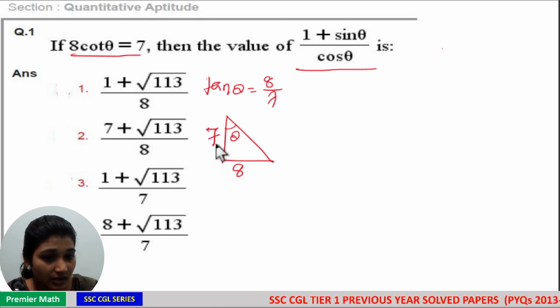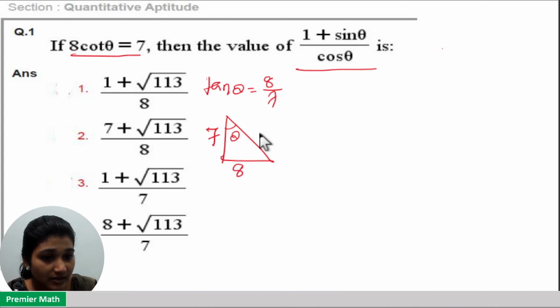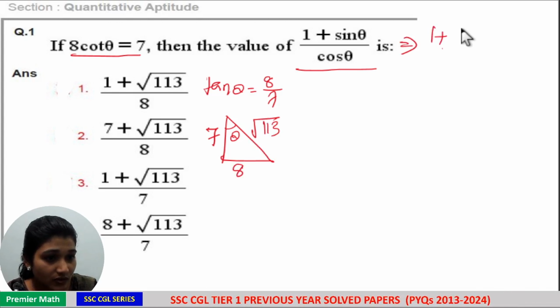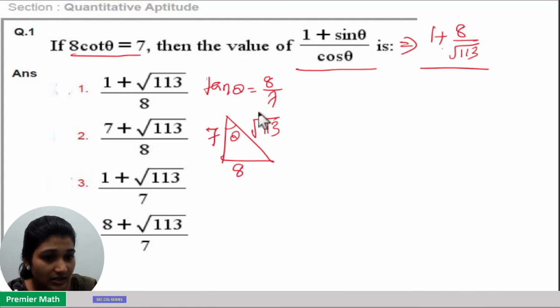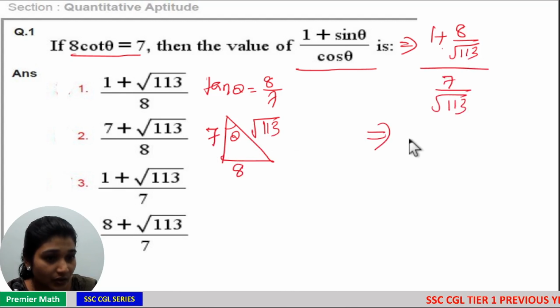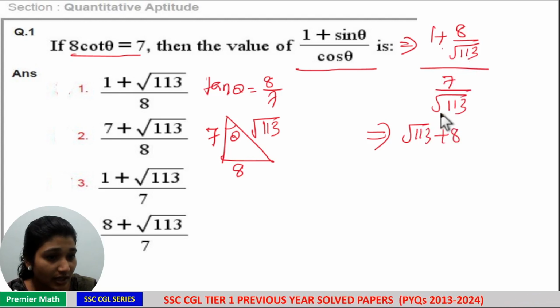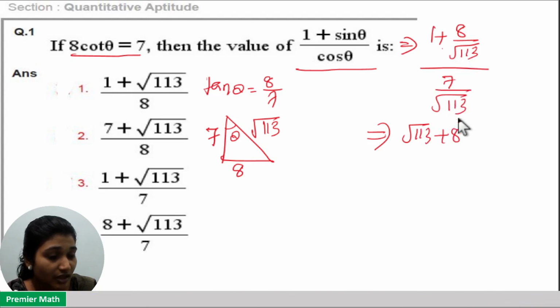Then hypotenuse is equal to root of 7 square plus 8 square, which is root of 49 plus 64, that is 63 plus 50, which is root 113. Now our answer is 1 plus sin theta, which is opposite side by hypotenuse, that is 8 by root 113, divided by cos theta, which is adjacent side by hypotenuse, 7 by root 113. Now here root 113 plus 8 divided by root 113 in the numerator and root 113 in the denominator cancel. So your answer is option 4.